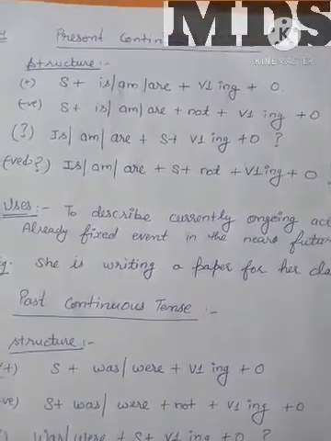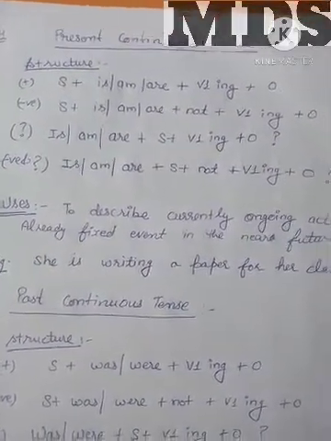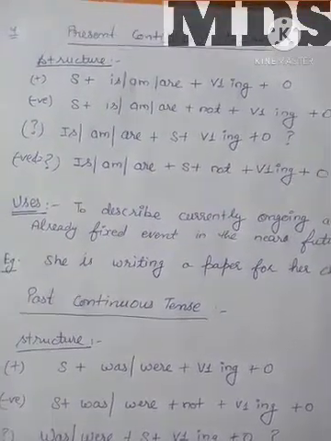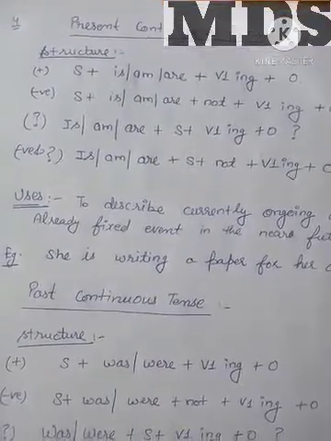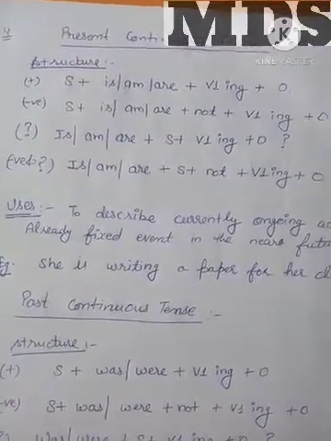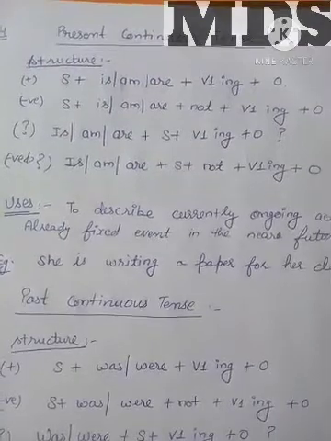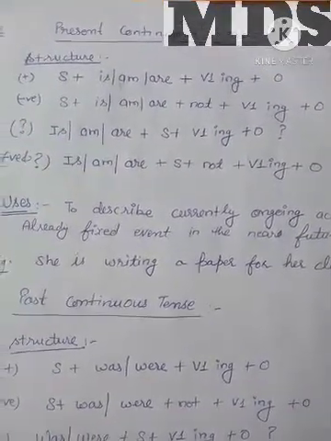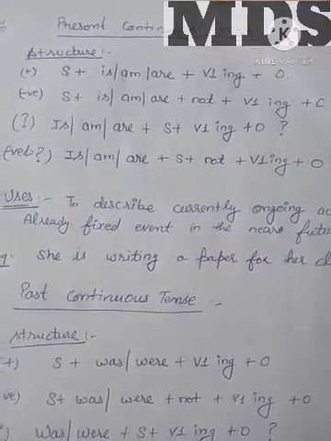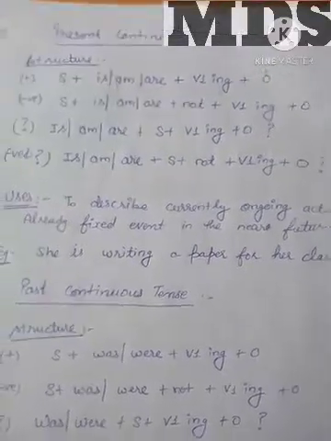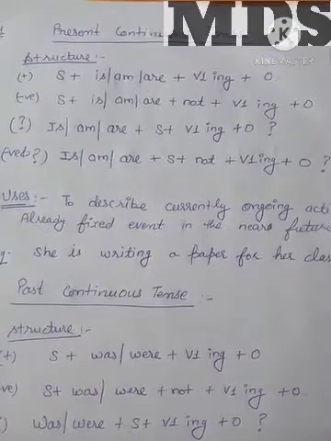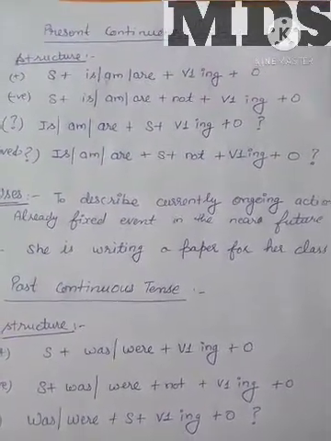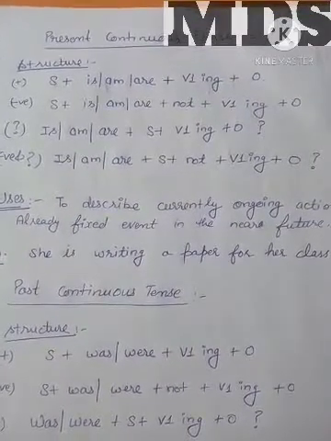As we all know, am is used only with I, and is will be used with he, she, it, or someone's name, or singular, you can say third person. And are will be used with second person or plural third person, like you and they, these kinds of subjects.